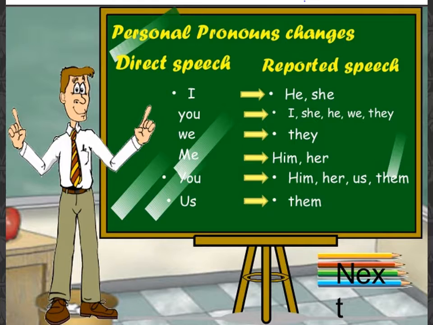You is turned to I, she, he, we, they, according to the one you are talking to. We is turned to they. Me to him and her. You to him, her, us or them. Us is turned to them.